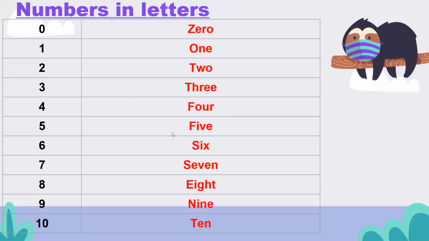F-I-V-E. And then number 6. S-I-X. Very good. Number 7. S-E-V-E-N. Number 8. E-I-G-H-T. Number 9. N-I-N-E. Number 10. T-E-N.